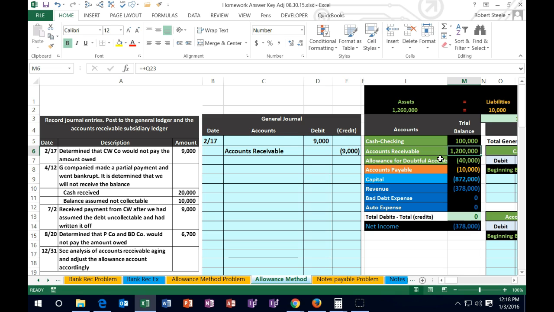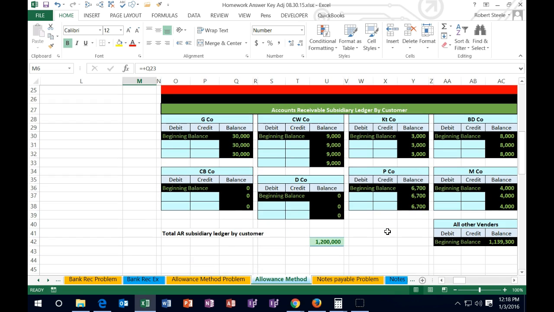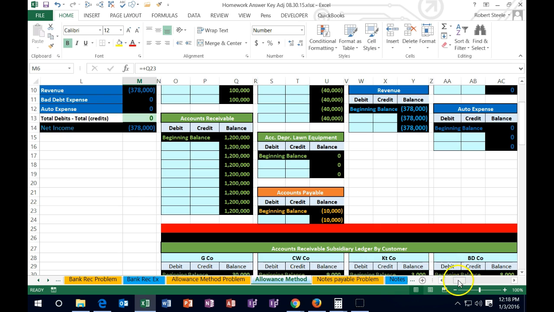Now, we're going to put it in a different account for a couple reasons. One, we don't know who is not going to pay us. We just made an estimate based on past experience that of the $1,000,002, $40,000 will be uncollectible. And we can't write it off to a particular customer. For example, if I scroll down to the accounts receivable, these are the people that owe us. We don't know which one's not going to pay us, but we do know from past experience that someone's not going to pay us. And therefore, we're going to estimate that and put that into the allowance account.